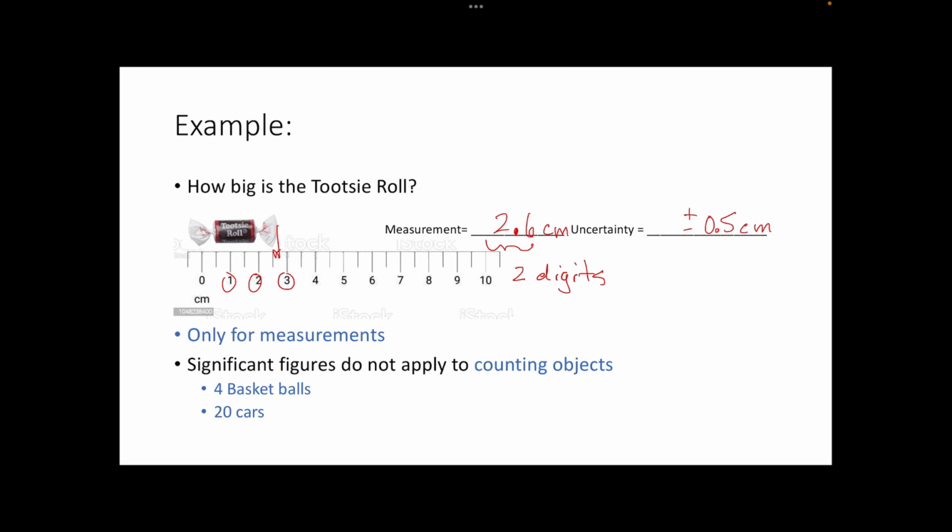So significant figures only count for measurements. We only have to think about significant figures with measurements, not if we actually count something. Say that you're counting the number of basketballs I have, or the number of cars that pass an intersection in 20 seconds. You do not need to apply significant figures to that because you're actually counting objects, and that's just a number. We only have to worry about significant digits when we use our scales. So it's important for things like mass, temperature, volume, things like that.